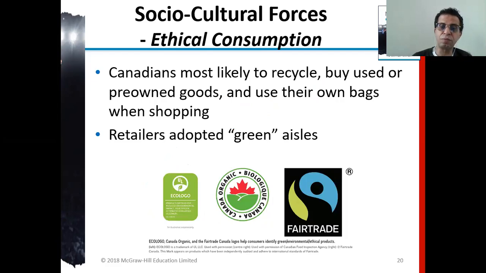Ethical consumption: Canadians are most likely to recycle now. A supermarket opened beside us in Oshawa where they don't give you plastic bags anymore. In the beginning they sell you a reusable bag that you can wash. Canadians are now most likely to recycle, buy used or pre-owned goods, and use their own bags when shopping. So retailers had to, or want to, adopt the green aisles.